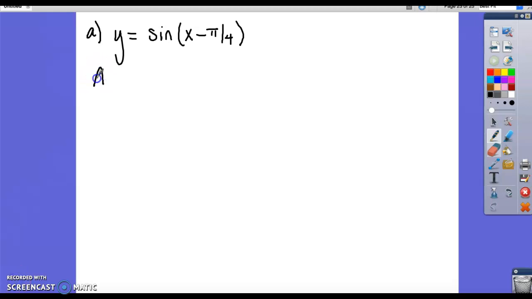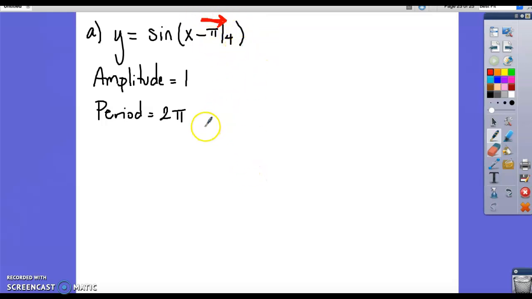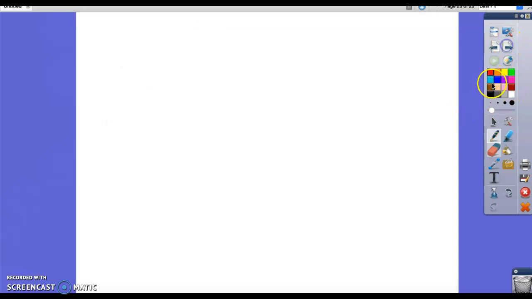Okay, so the amplitude of this function is 1. Okay, the period is 2 pi. Okay, but we have this phase shift in here, right? So that means that our graph is shifting to the right, pi over 4 units.